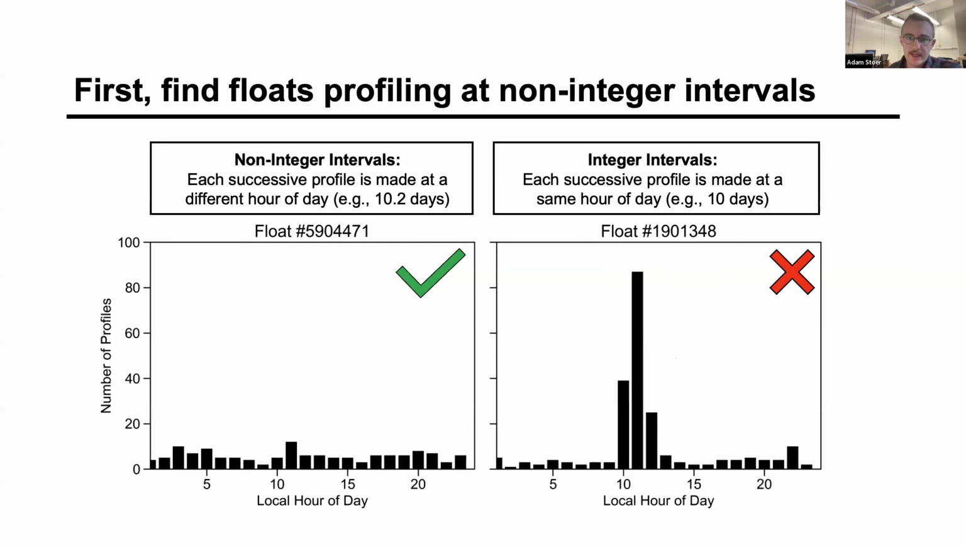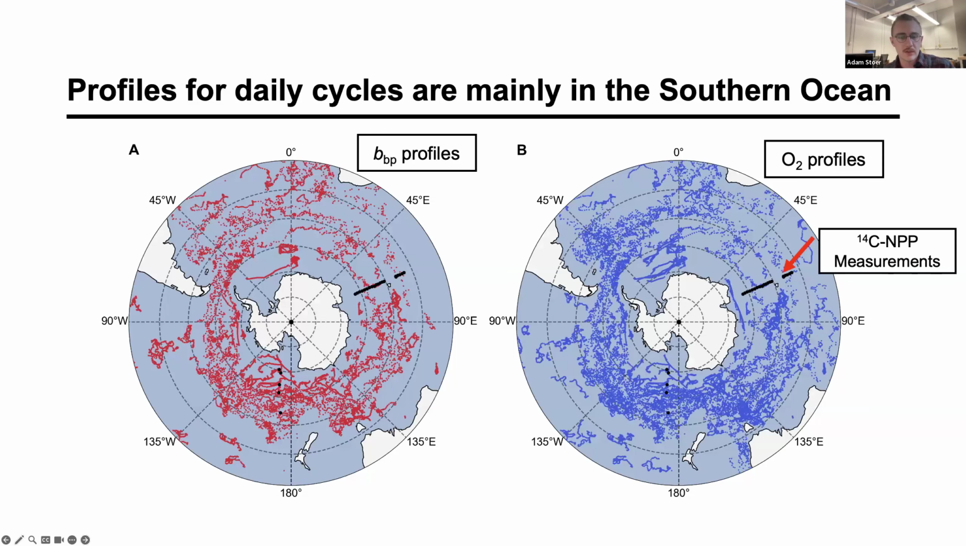So we don't want to use that kind of float for calculating an average daily cycle, because we're going to have biases in our biogeochemical measurements at that particular hour of the day. So we want something that's equally distributed. So what we did is we applied that filter to the whole BGC Argo network.